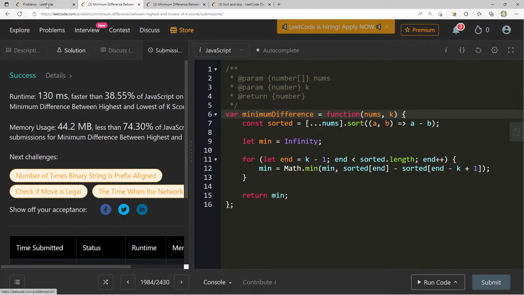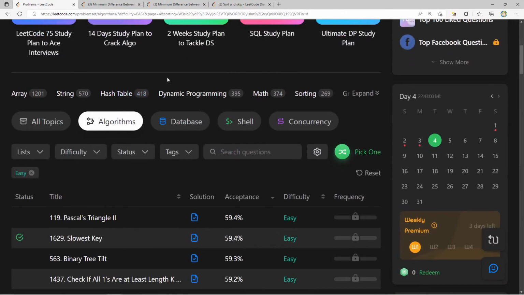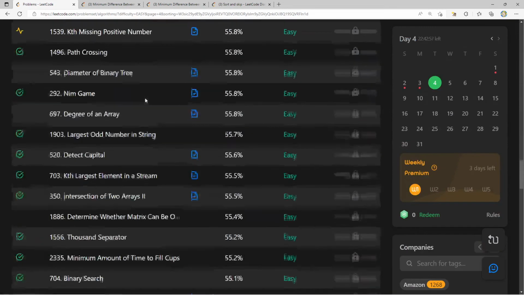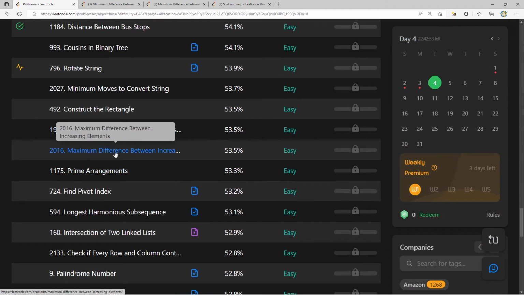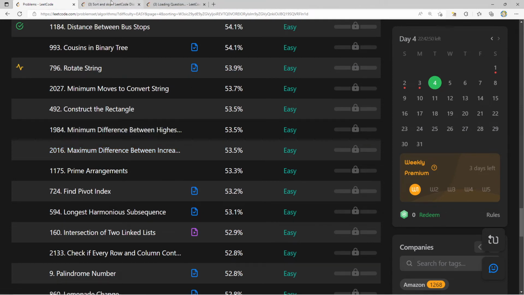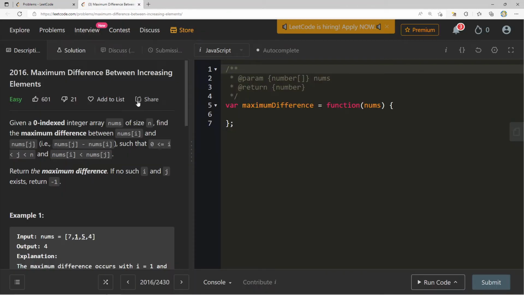Awesome. Let's get to another question here. Is this still on the same? I think we're good here. Maximum difference between increasing elements. So it seems like it can be a similar question here.